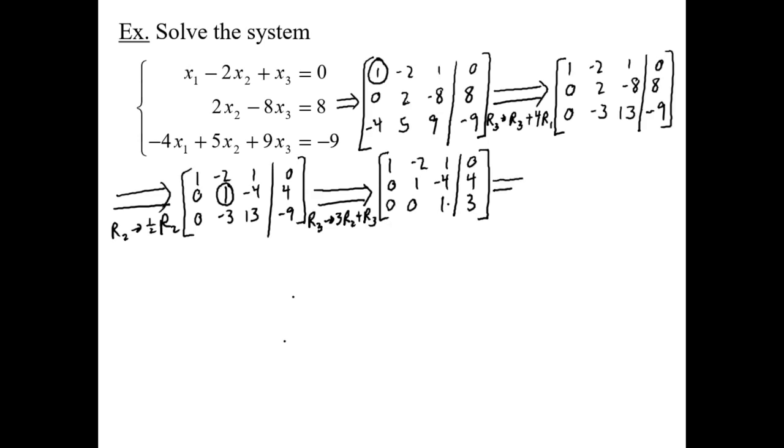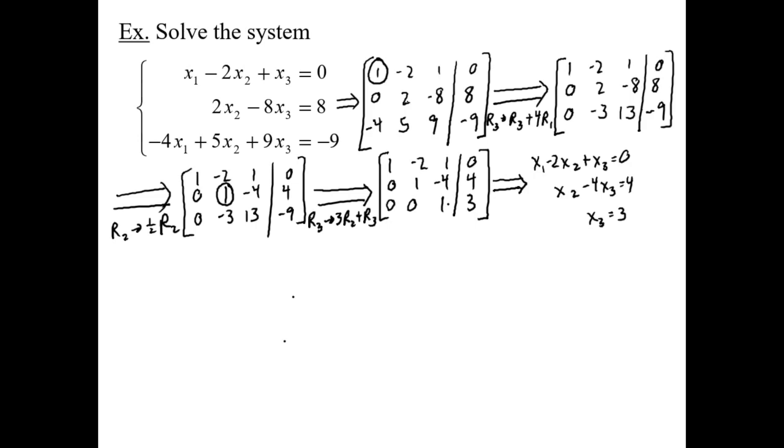I'm going to take this now and put it back in terms of my x1, x2, x3. So the top row says x1 minus 2x2 plus x3 equals 0. And then we have x2 minus 4x3 equals 4. And the bottom row says x3 equals 3.